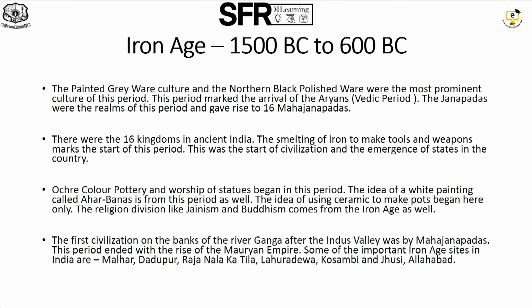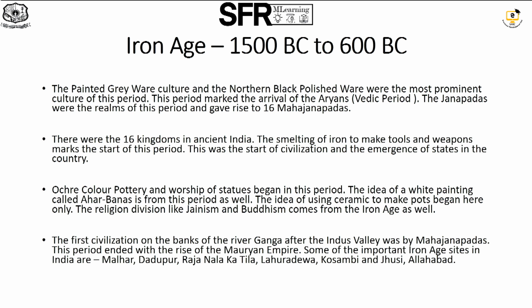The last age of the prehistoric cultures is the Iron Age. It existed between 1500 BC and 600 BC. During this period the painted grey ware culture prevailed, and the northern black polished ware was the most prominent culture of this period. The people used black polished ware for domestic purposes. They gave rise to 16 important kingdoms in India. The first kingdoms were formed by the Aryan people, and the 16 Mahajanapadas are the 16 kingdoms.